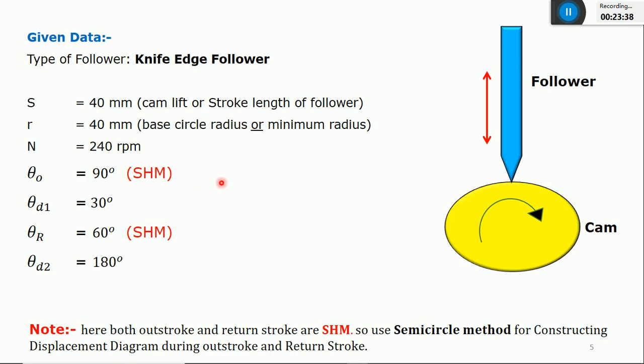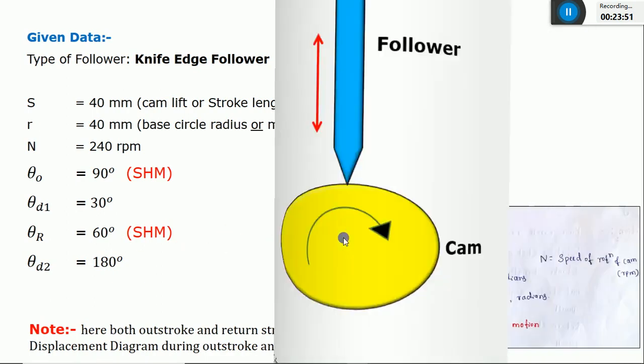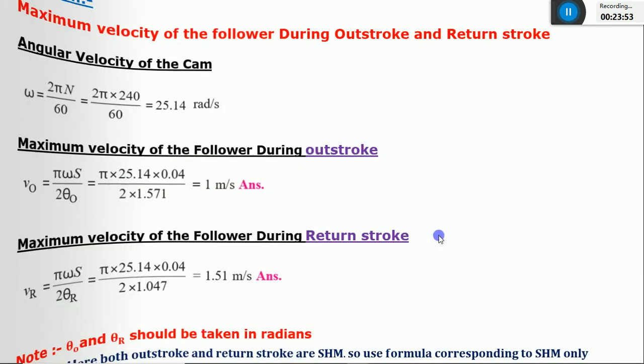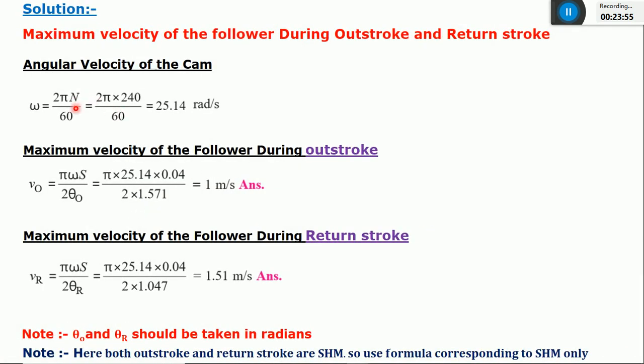Yes, sir. Okay. Similarly, just remember the return stroke angle is 60. Again, you have to convert into radians, multiplying by pi by 180. It means pi by 3. Just calculate that. Outstroke is 90, return stroke is 60. So first I'll start with the maximum velocity of the follower. Just write down the maximum velocity of the follower during outstroke.